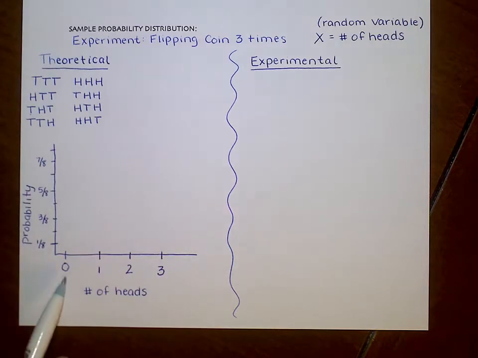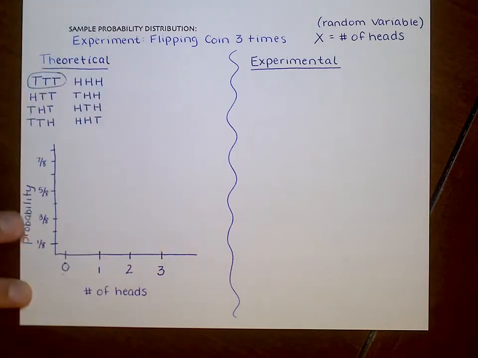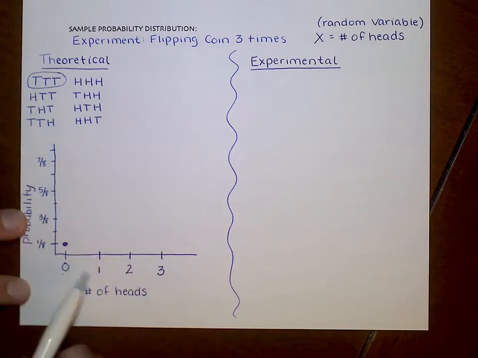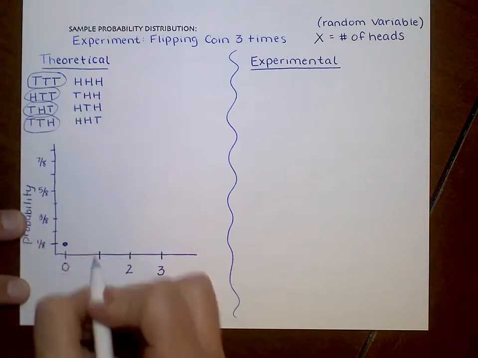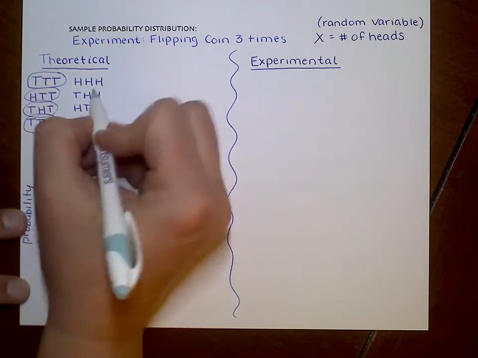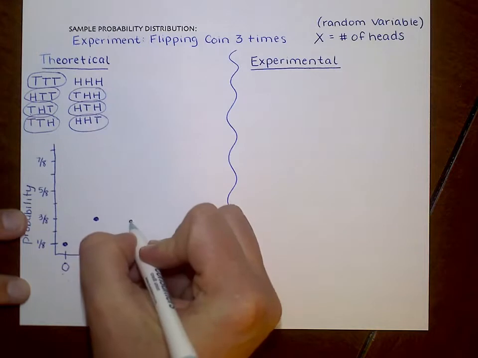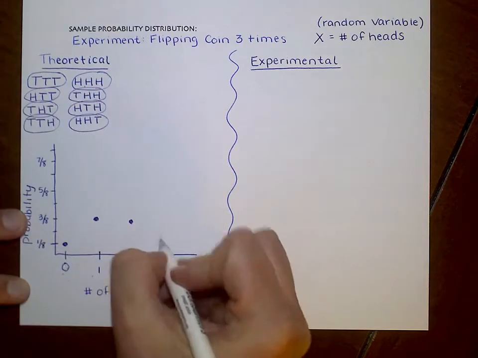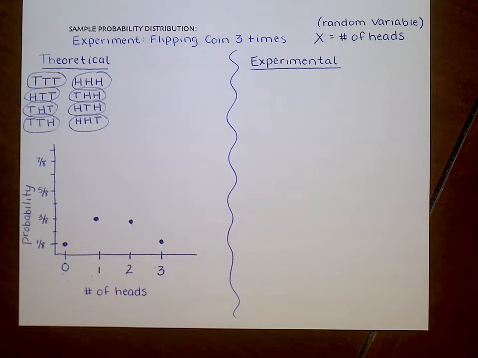Okay, so 0 heads, that only could happen one way, right? One way out of 8. So the probability of getting 0 heads is 1 out of 8. Probability of getting 1 head, I'm seeing as 3 out of 8. Probability of getting 2 heads is 3 out of 8. And probability of getting 3 heads is the same as the probability of getting 0 heads, and that'd be 1 out of 8. Okay. So that right there is what's called a probability distribution.